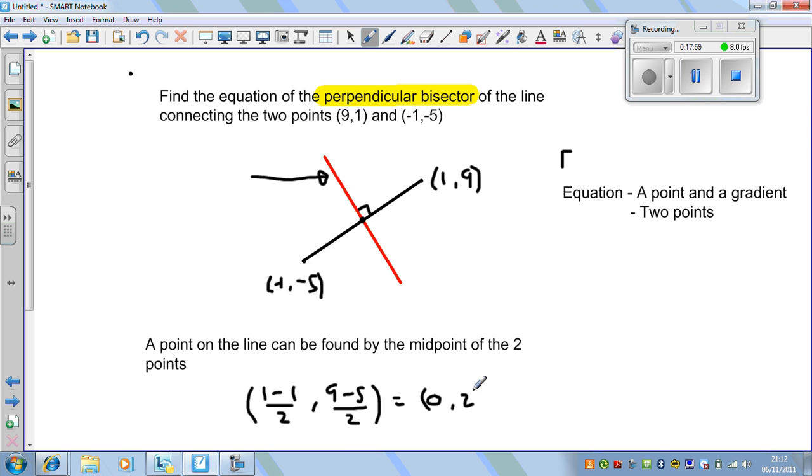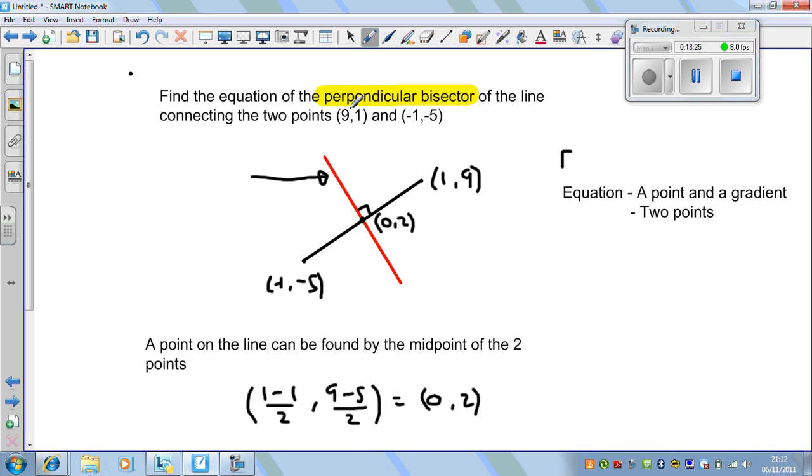You could get fractions on this. Here we've got whole numbers. So this point here, 0, 2. We've got 1 point on the line. Brilliant. Okay. Now, we can either find another point on the line. Now, the trouble is we haven't got any extra information which tells us another point on the line, or we could find the gradient, and that's what we're going to do. We're going to try and find the gradient of this red line.